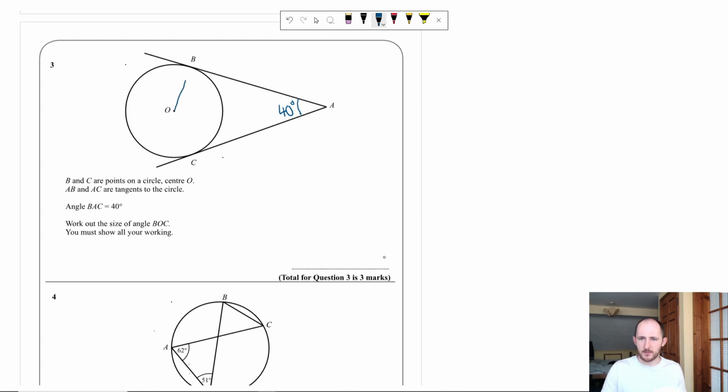So BOC would be a line going from here to here, here to here, this angle here, okay? And we need to work that out. So how can we do that? Well, there's a few things that we can remember.